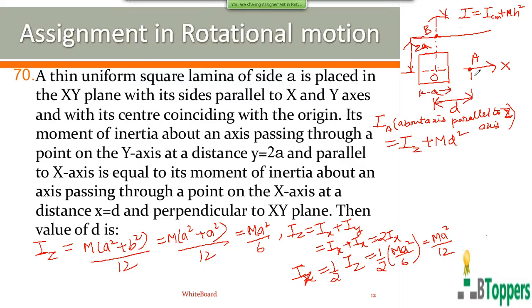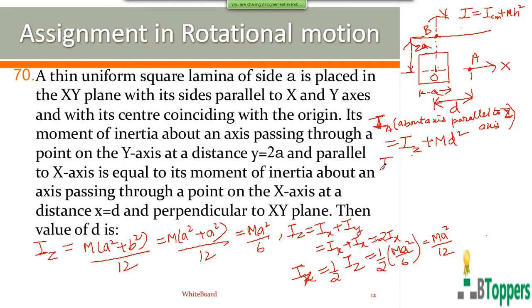IA is the moment of inertia about the axis passing through the point A, which lies on the x-axis at distance x equal to d from the origin and parallel to the z axis. That means the axis passing through the point A is perpendicular to the xy plane, parallel to the axis which passes through the center of mass. That means here you can take ICM equal to Iz, and h equal to d.